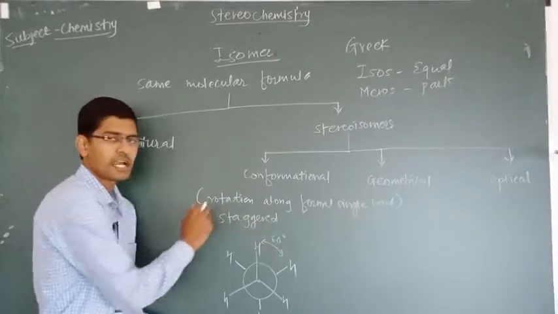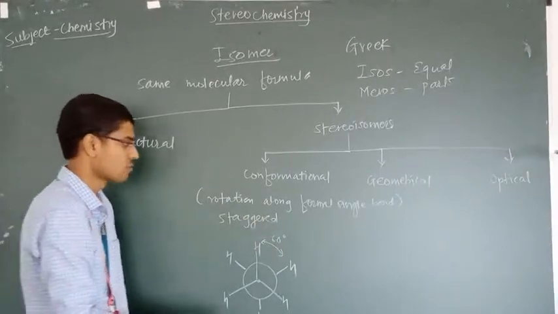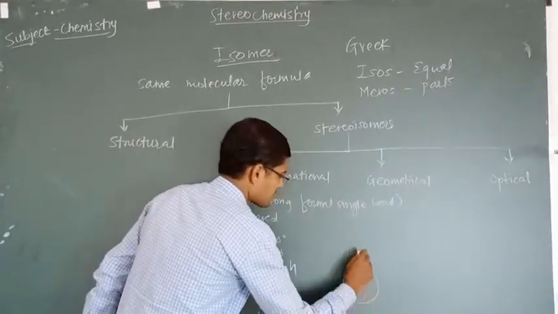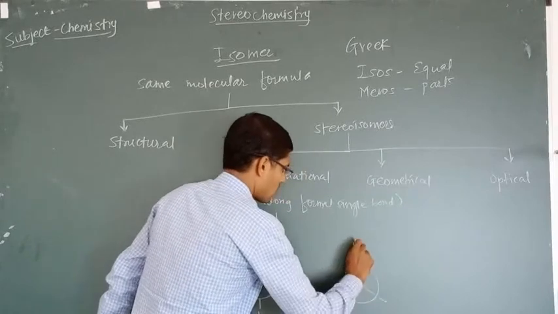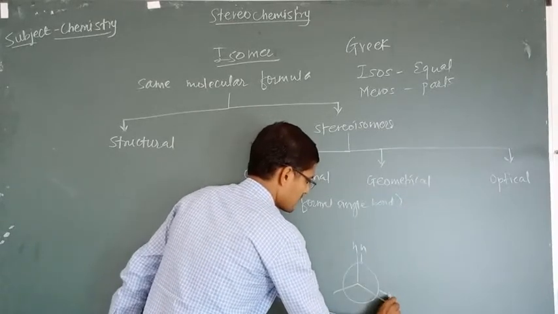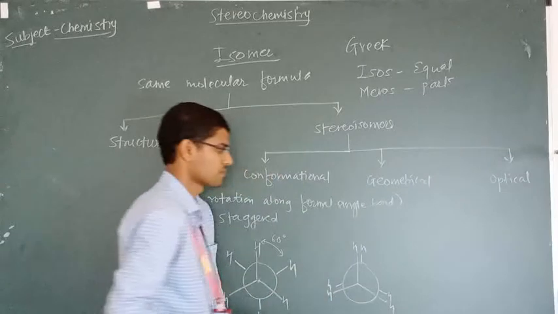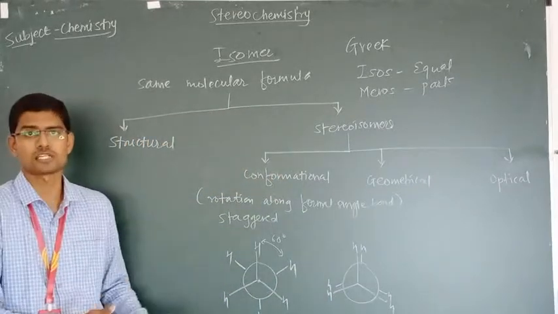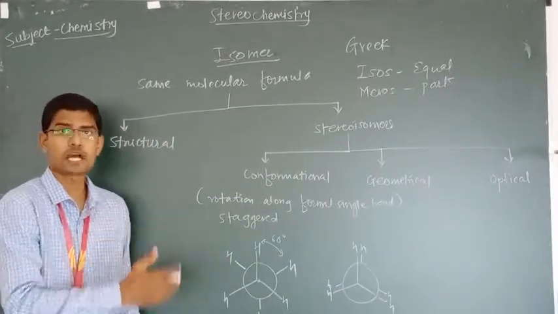Now the rotation starts. The angular rotation of these hydrogens starts along the carbon-carbon single bond. In one case, all these hydrogens eclipse each other. They come in front of each other. So we call it the eclipsed isomer.